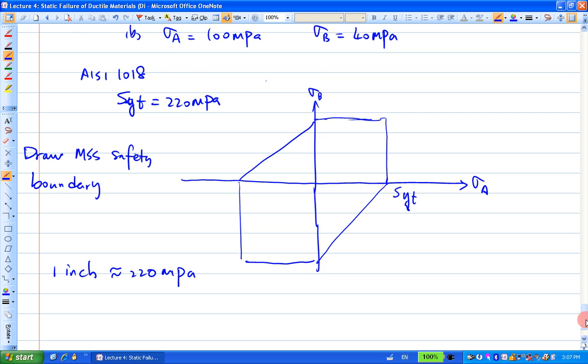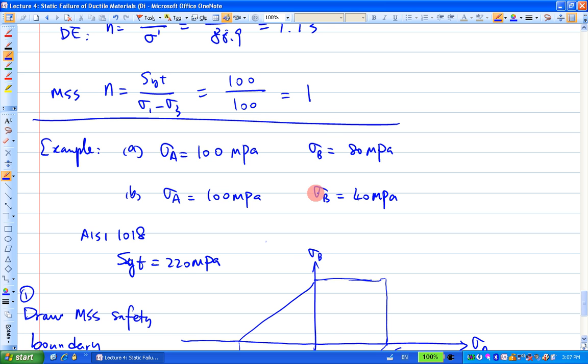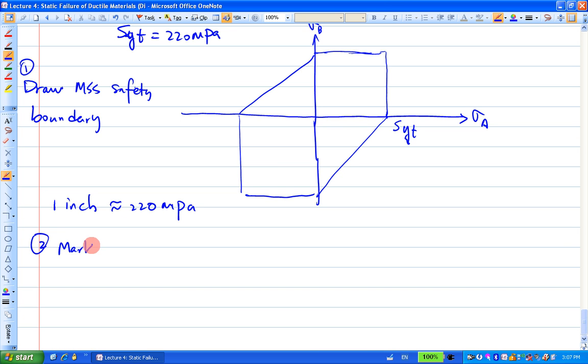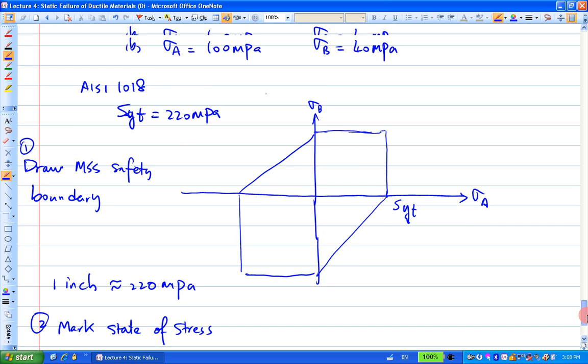Then the next step. So this is the first step, draw. And then the second step is you mark the state of stress. Mark the state of stress according to the given value, in the graph. When you mark the state of stress, basically you're picking a location according to the coordinates. So here you have to do that according to the precision that you used.